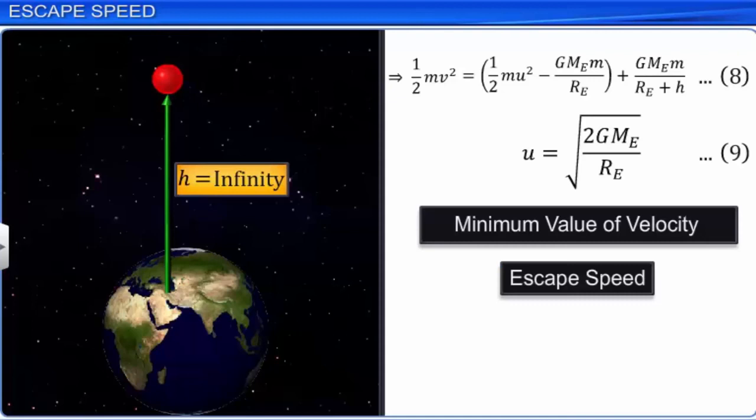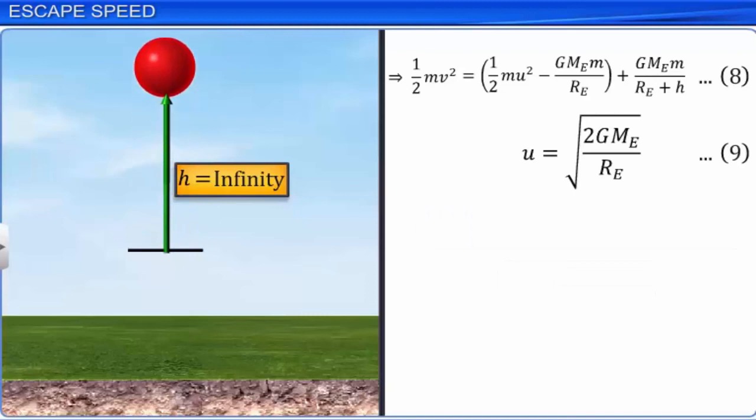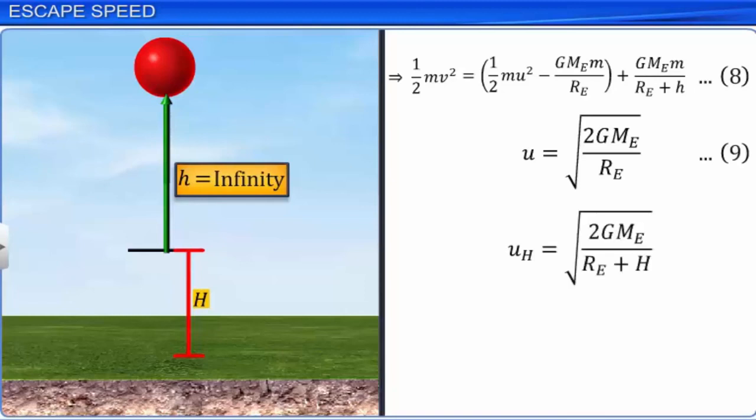If the body is projected from a height h from the surface of the Earth, then the escape speed from that height is obtained by replacing the denominator of equation 9 with R_E plus h as shown in equation 10. Using the relation of acceleration due to gravity on the surface of the Earth and the mass, radius of the Earth and universal gravitational constant, and simplifying, you get equation 11.